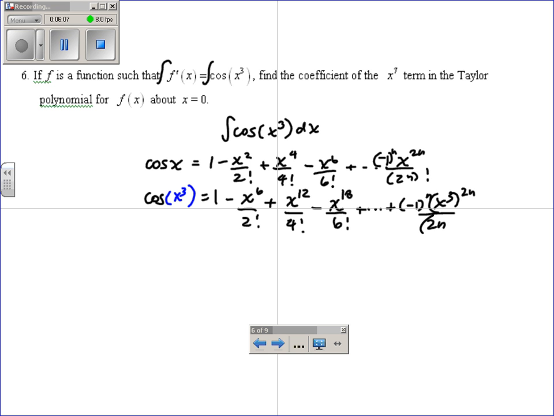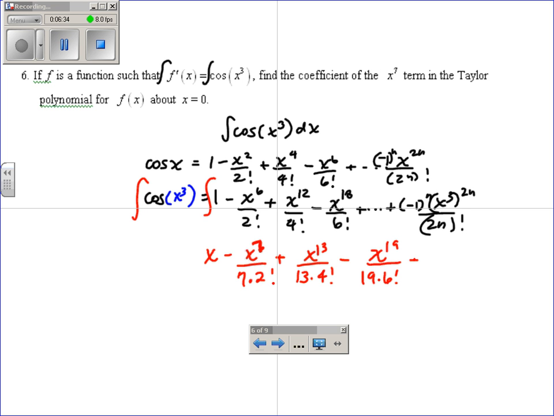Alright, and so now we want to find the antiderivative of this. So if I take the antiderivative, I get x minus x to the 6 over 6 times 2, add 1, x to the 7th over 7 times 2 factorial plus x to the 13th over 13 times 4 factorial minus x to the 19th over 19 times 6 factorial. And we could keep on going.